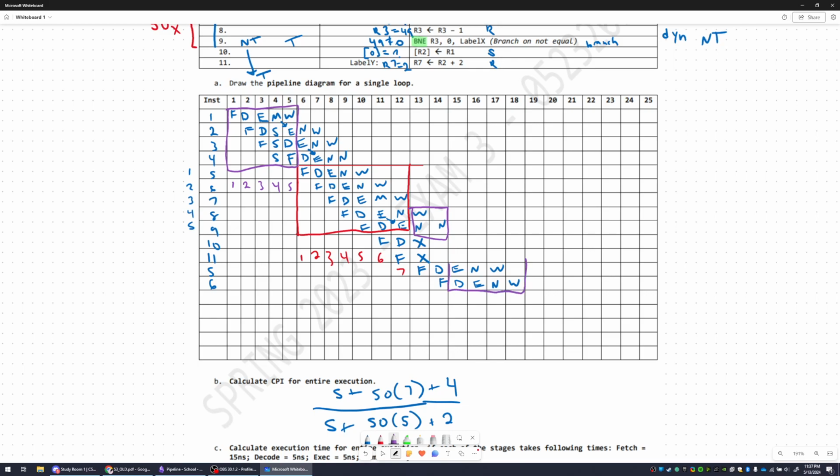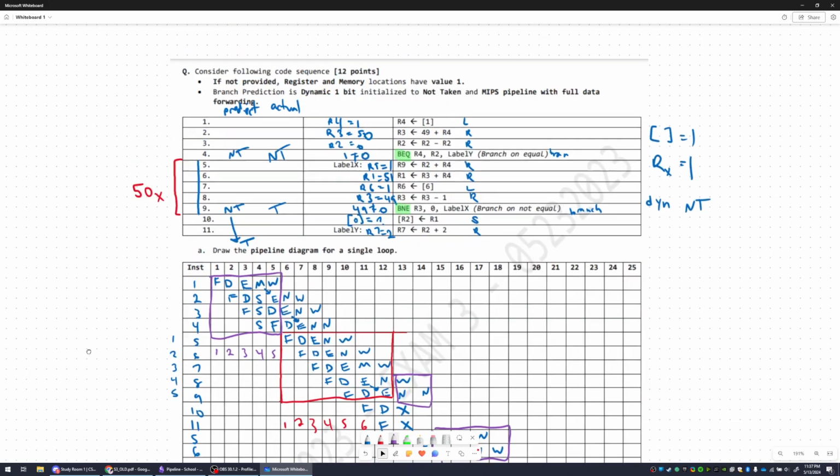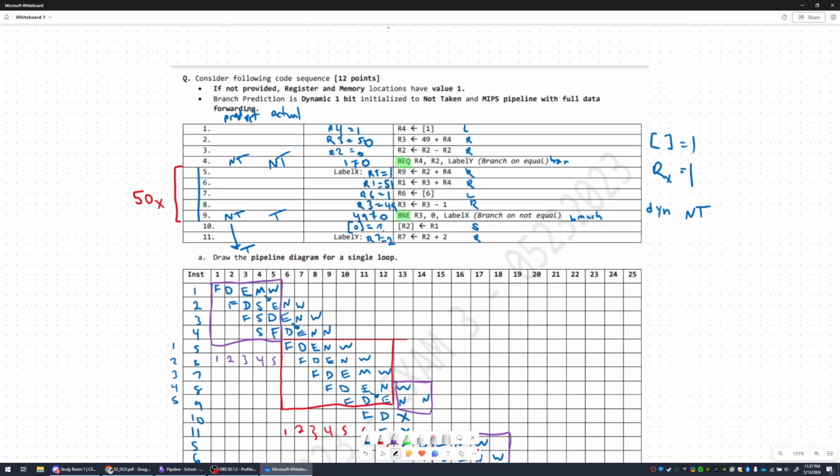I'm pretty sure that I'm right with the CPI calculation. If line 4 was taken, we do 5 and 6 after, then flush. If it was taken, where did it say to go? Label Y, we would go to here. So yeah, lines 5 and 6 would not be fetched.